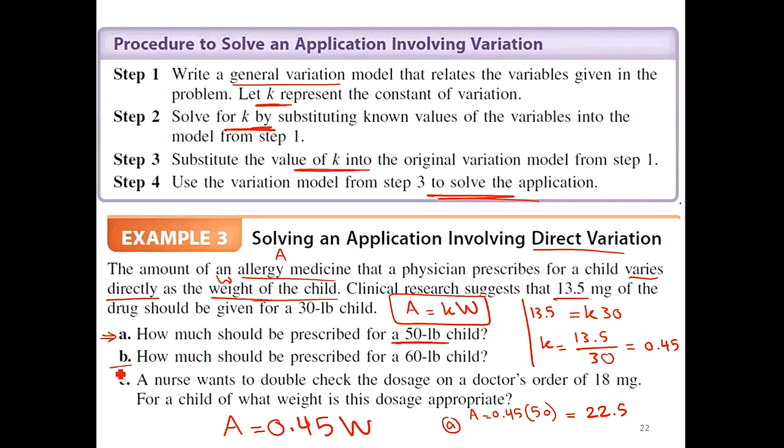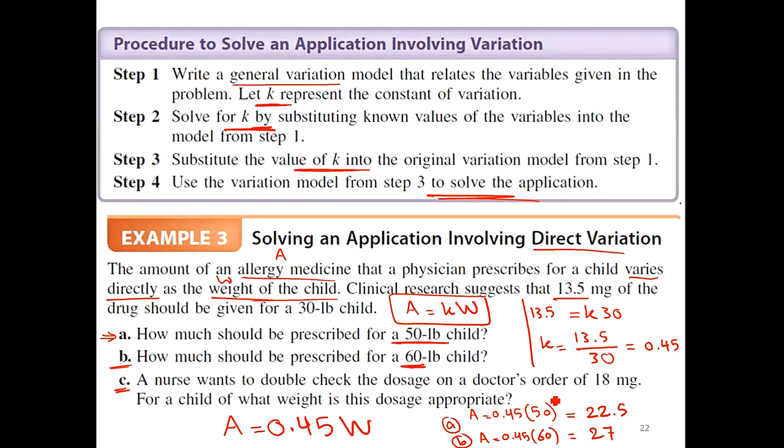Also part B, this is with weight 60, so A equals what? 0.45 multiplied by 60. This equals 27 milligram dose.